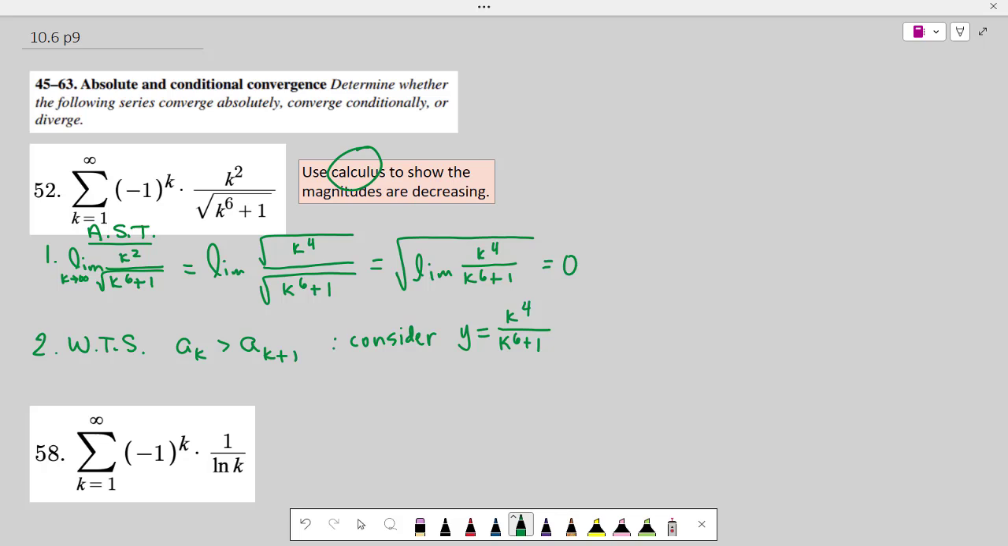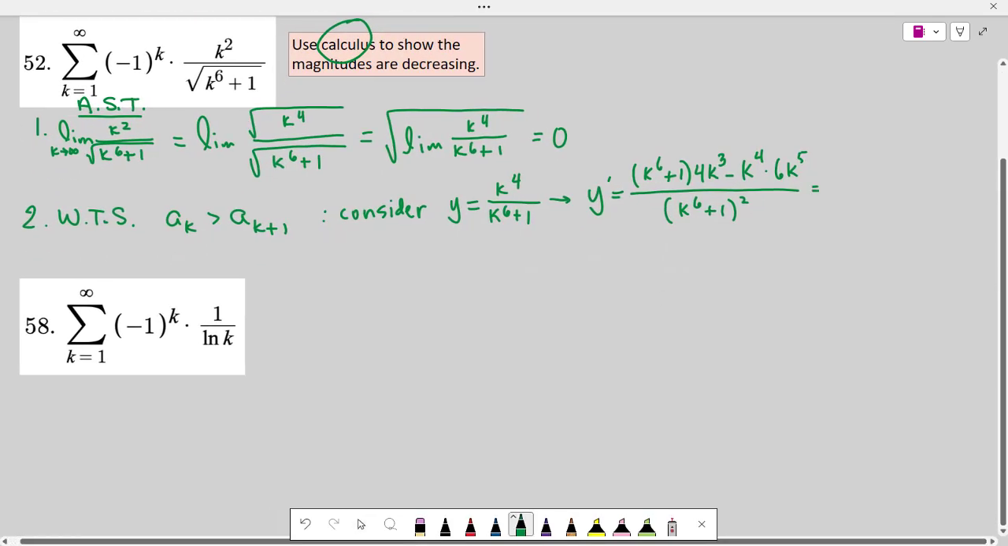Okay, so how do we show that this is decreasing? We're going to take its derivative. That's a quotient, so we have to use the quotient rule. We do denominator times derivative of numerator, low d high, minus high d low, all over the denominator squared. It can be a little tedious for sure.